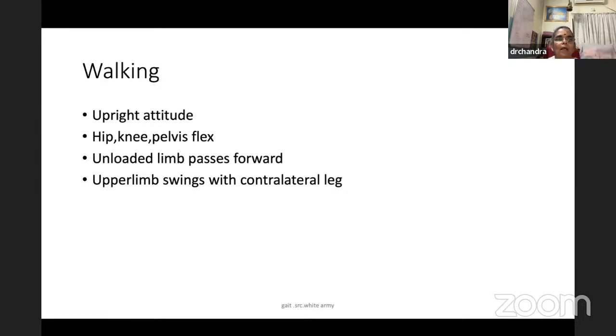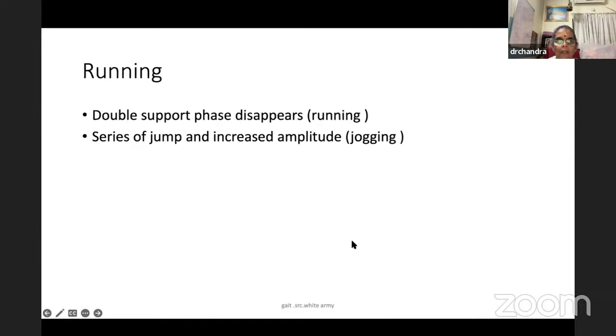Walking is an upright attitude. So the hip, knee and pelvis slightly flex, we know that. And the unloaded limb passes forward. That is the limb which is crossing from the stance phase to the swing phase, passes forward. And the upper limb swings with the contralateral leg. If the right leg is moving forward, the left arm will swing along with that. That is a physiological synkinesis.